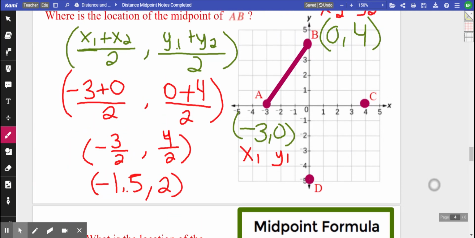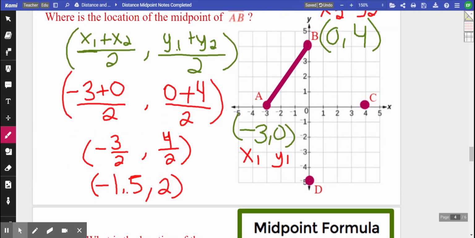If we look at our segment and plot that value, -1.5, comma 2 is going to be just about here. Visually, that makes sense. It looks approximately in the middle of that segment. So if we put M to represent midpoint as the name of that point, we would know that is the exact location of the midpoint of segment AB.